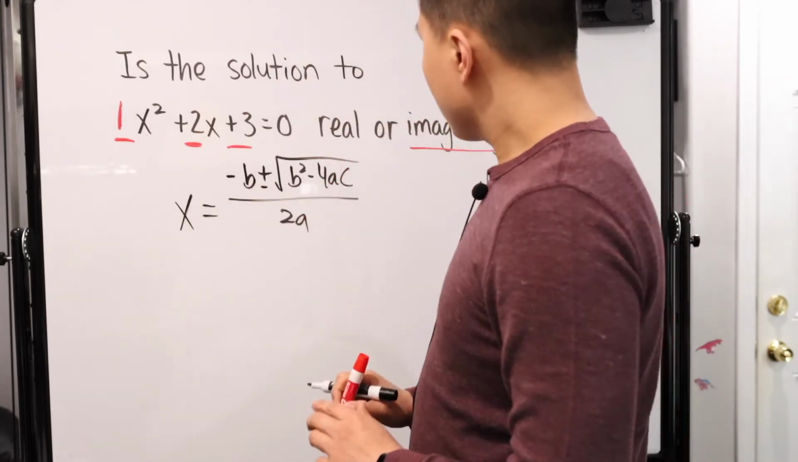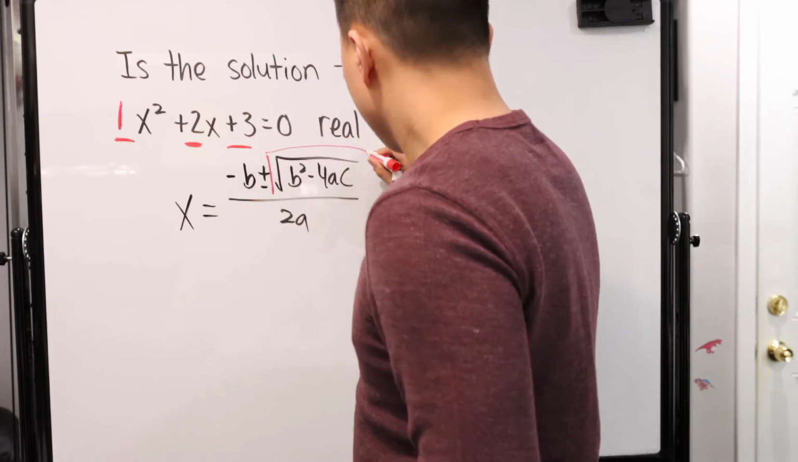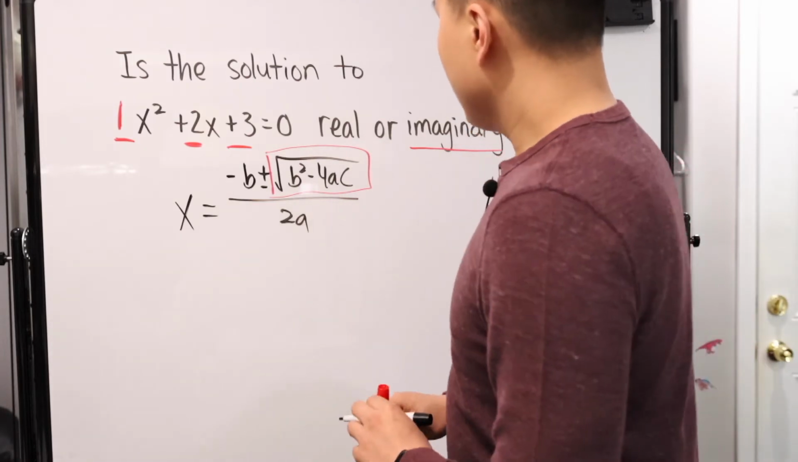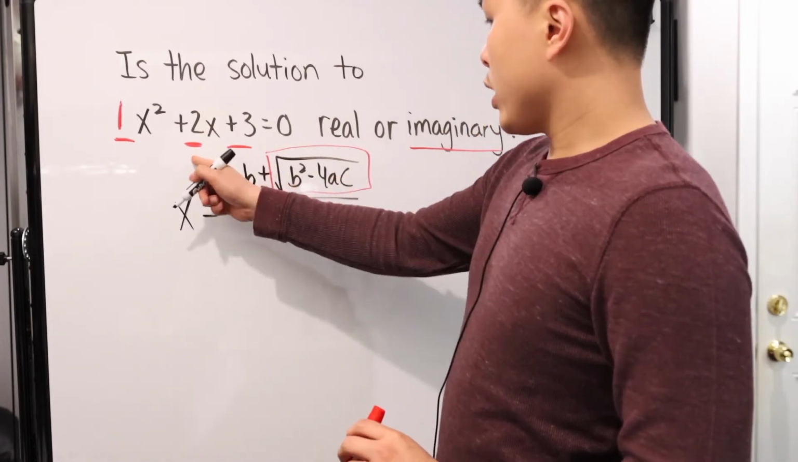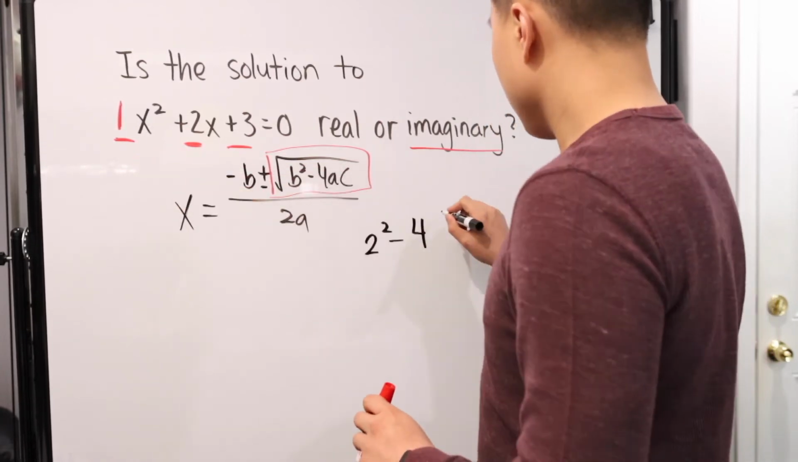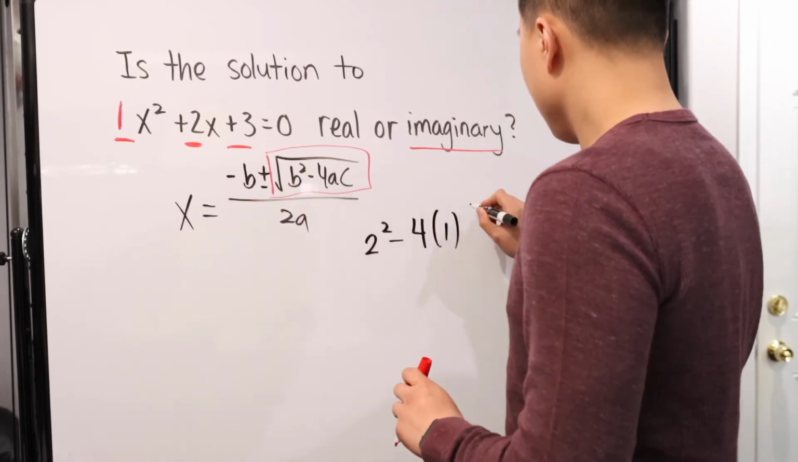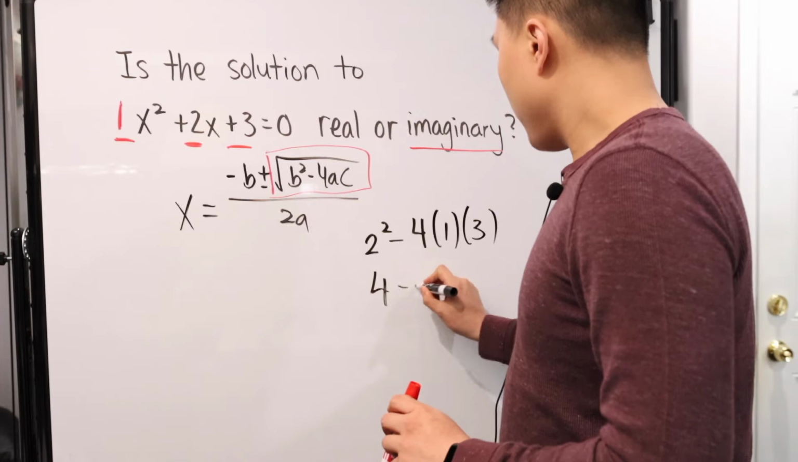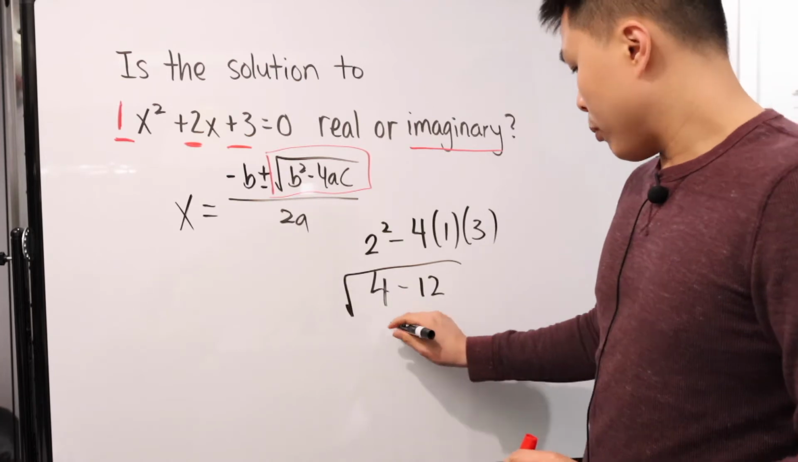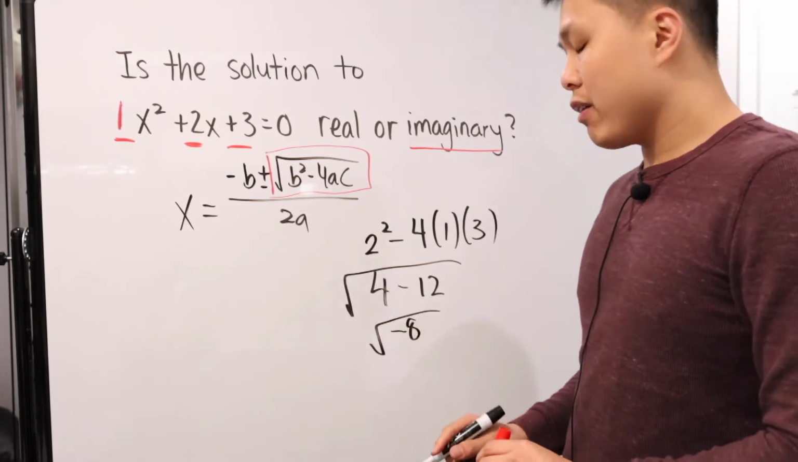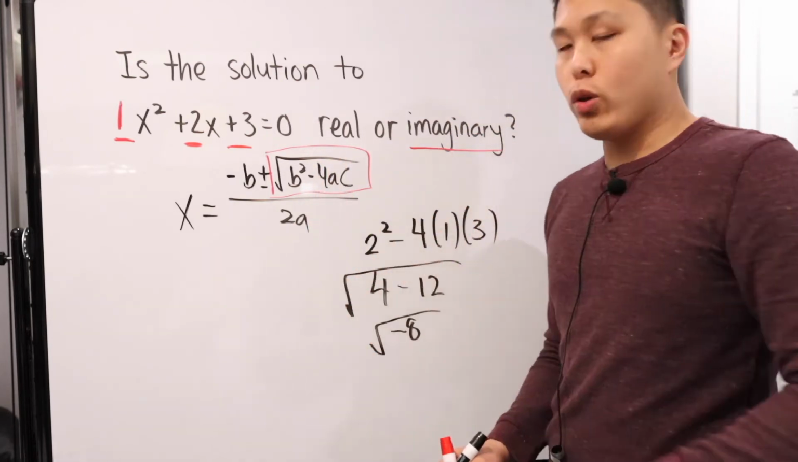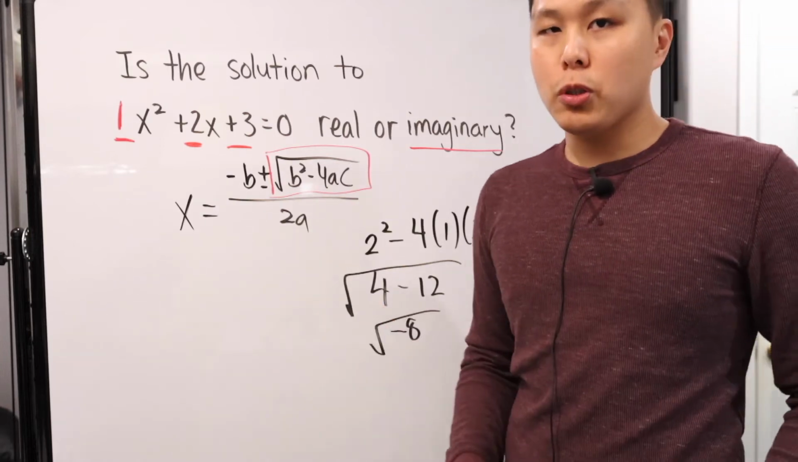The most important thing to determine if it's real or imaginary is this part right here. If you're taking the square root of a negative number, it's imaginary. If it's a positive number, then it's real. So let's just look inside here. b squared is going to be 2 squared, minus 4 times a, which is 1, and c is 3. So we have 4 minus 12. So you're taking the square root of 4 minus 12. Well, we know 4 minus 12 is negative 8, the square root of negative 8. So without even continuing, we know that it's going to be imaginary, because the square root of a negative number, negative 8, is going to produce an imaginary result.